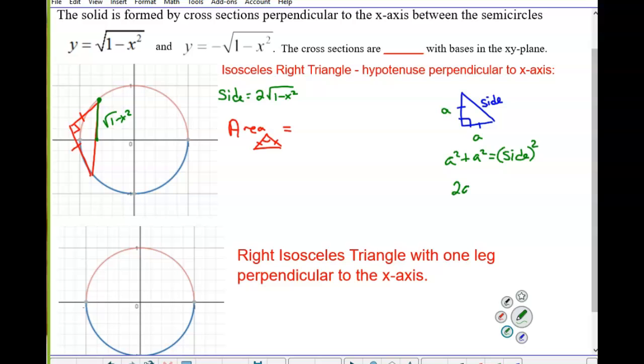So A squared plus A squared is 2A squared. And that's equal to this side squared. And then my goal is to figure out what is the length of A, right? Because that's the base and the height. So I'm going to solve for A. So I'll get 1/2 side length squared. And then I'll take the square root. And we could algebraically break that down more if we wanted to, but we don't really need to right now.